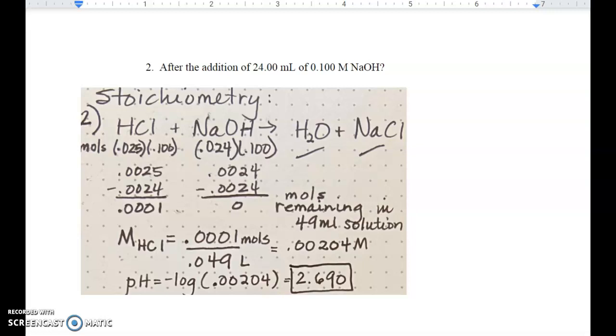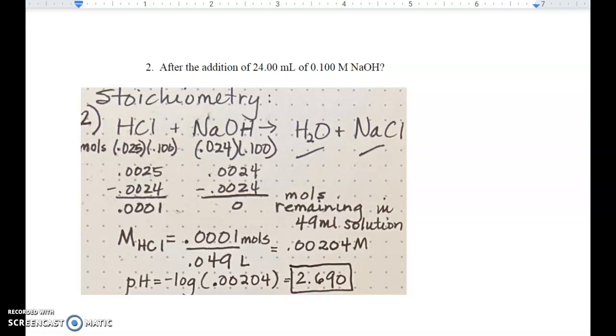So the first thing I'm going to do is figure out the moles of each one, and you can see there under the HCl I have the liters times the molarity, and under the NaOH I also have the liters times the molarity. So I find out that of one I have 0.0025 moles, and of the other I only have 0.0024 moles. That means the NaOH is the limiting reactant, it is all used up, and the HCl is the excess reactant. So we're going to end up with 0.0001 moles remaining of the HCl, and we're going to have a total of a 49 milliliter solution. That's because we add the two volumes of acid and base together.